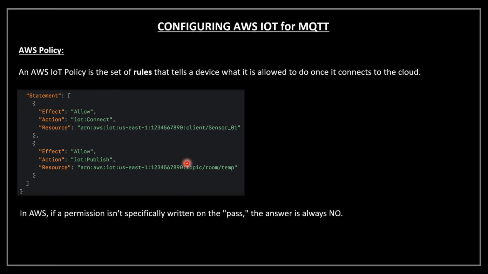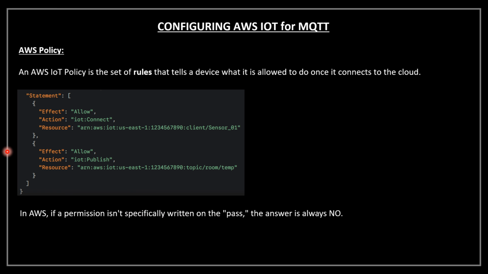This is topic slash room slash temperature. So you can publish on this specific topic only. Other topics you can't publish to for this thing name. In AWS, if a permission isn't specifically written on the path, the answer is always no.